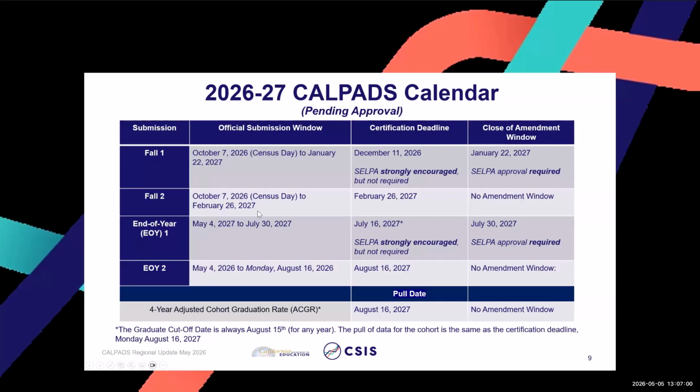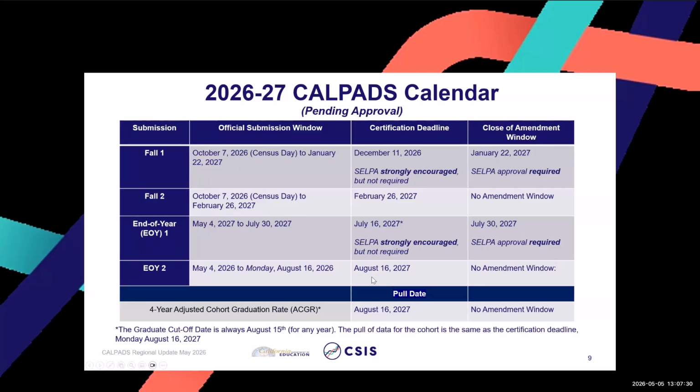Both end of year 1 and end of year 2 will open on May 4th. End of year 1 has an initial certification deadline of July 16th, 2027. And again, this is the date by which LEA approval is required and SELPA approval is strongly encouraged. There's then an amendment window, and the final deadline date for end of year 1 will be July 30th, 2027. For end of year 2, it again does open on May 4th, 2026, next academic year.